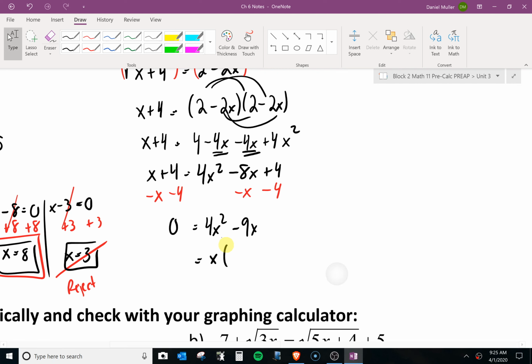Okay, so take an x out of both of these. If you take an x out of the first one, you're left with the 4x. If you take an x out of the second one, you're left with just a negative 9.